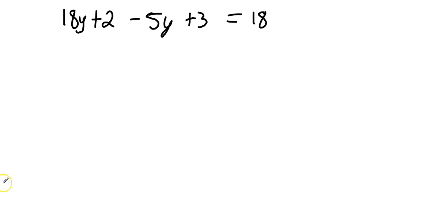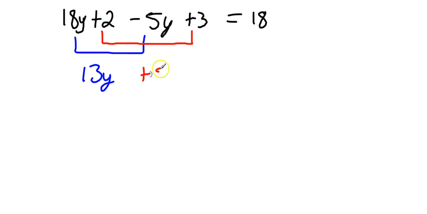Alright, so from there, now we've got all whole numbers. You can combine like terms on this side. You can do 18 minus 5 and make that 13y. You've got 2 plus 3. Make that 5. And again, they're on the same side, so you don't have to change any signs or do anything weird with it. If they're on the same side of the equation, you can just put them together just like they are. You don't have to change any signs.